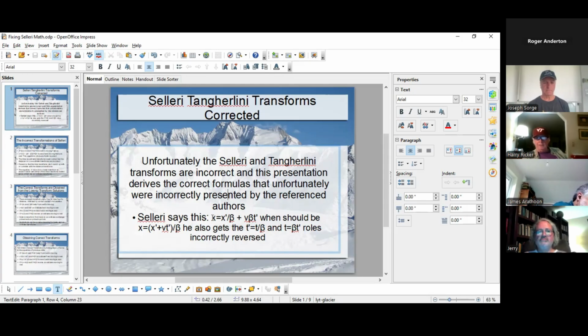Solari gives the inverse transformation for x prime equals beta x minus ct. And then he derives the inverse and he gets this inverse, x equals x prime divided by beta plus v beta t prime. This equation makes no sense. Do you understand this equation here? You see this equation Solari has. Have you looked at that equation?